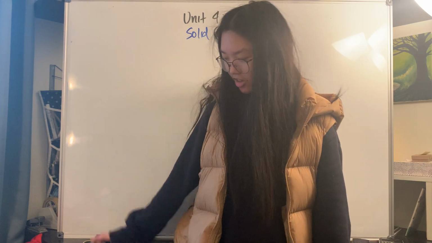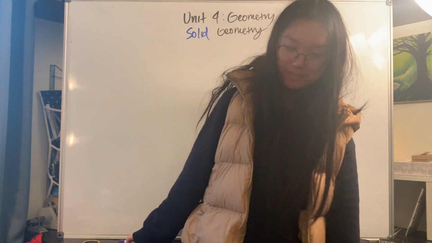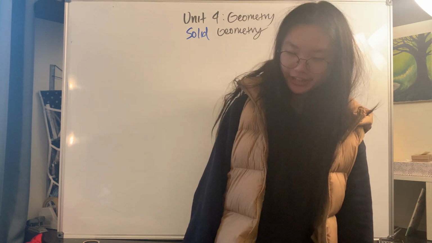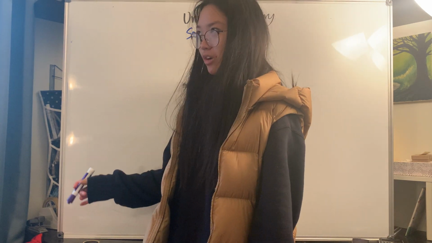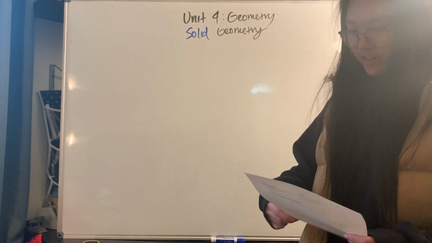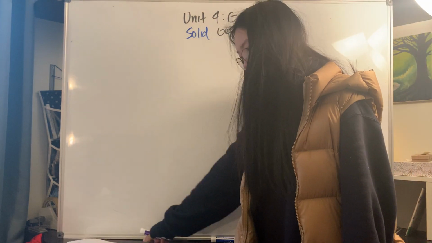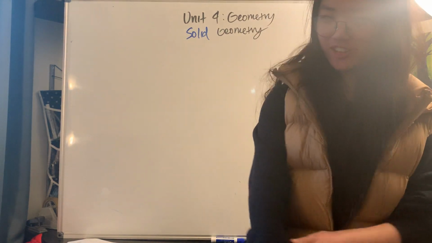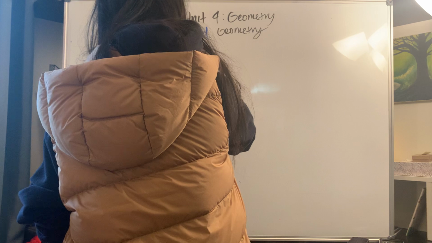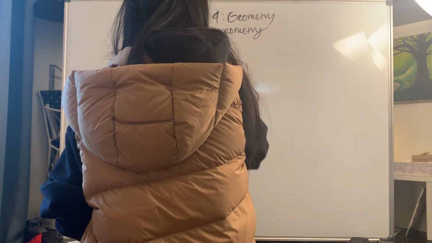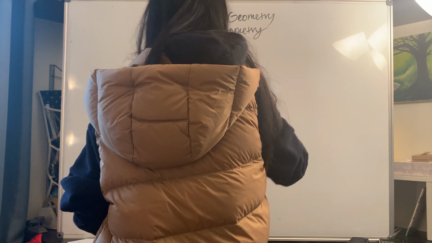Hello everyone, so today we are going to be talking about prisms as a sort of introduction before we get onto the more complex parts of solid geometry. So our first prism that we're going to be talking about is the cube, and I'm sure you all know what cubes are, but a cube will look something like this, and all of their dimensions would be the same.